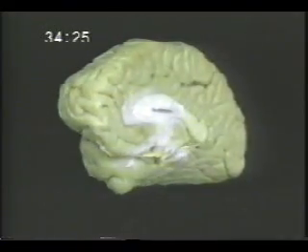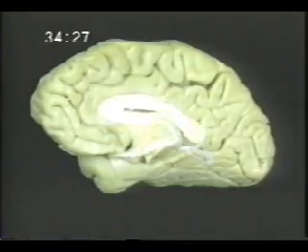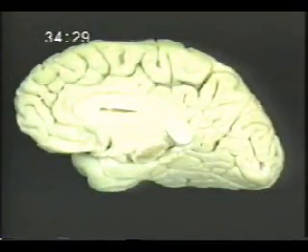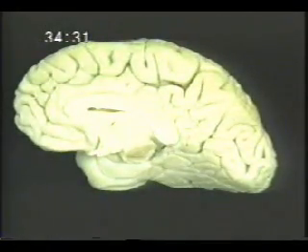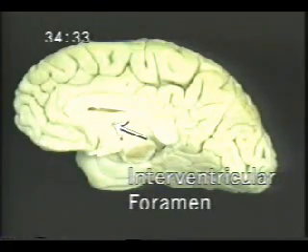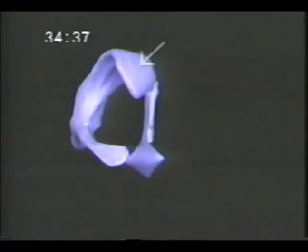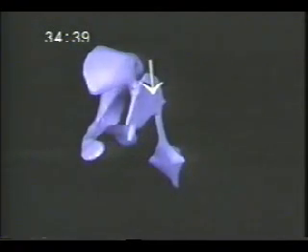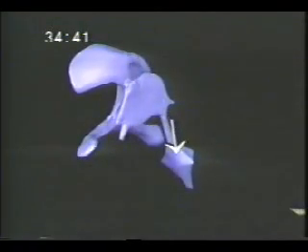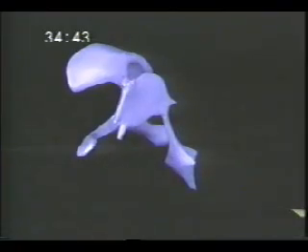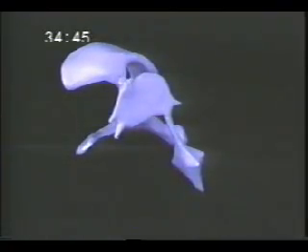To see where the lateral ventricle communicates with the third ventricle, we'll go round to a medial view. The communication is here, at the interventricular foramen. To see how the lateral ventricle, the third ventricle, and the fourth ventricle are connected, we look at a brain that's been divided in the midline.